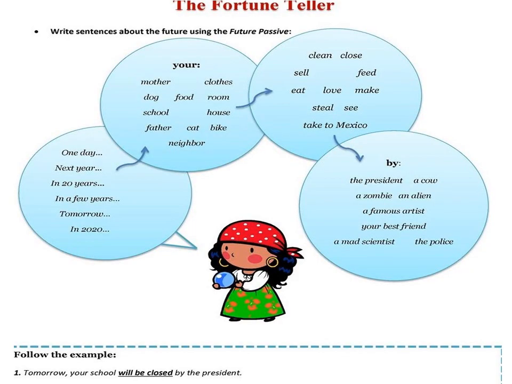Okay, so in order to make this drilling meaningful for you, in context, we have the fortune teller here, and you are supposed to write sentences about the future using the future passive. For example, tomorrow your school will be closed by the president. So please write at least 5 sentences in your notebooks and share them with a partner, and good luck.